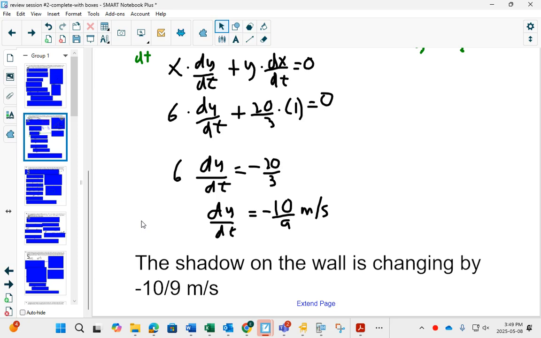And it's a word problem, so it's not bad to have a sentence at the end. Make sure you include your units. Negative 10 over 9 meters per second.